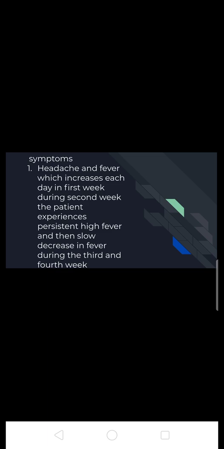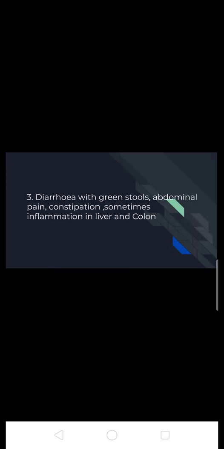Headache and fever, which increases each day in the first week. During the second week, the patient experiences persistent high fever and then a slow decrease in fever, and during the third and fourth week, rashes on the upper abdomen and slow pulse. Diarrhea with green stools, abdominal pain, constipation, and sometimes inflammation in the liver and colon. So these are the main symptoms of the disease.